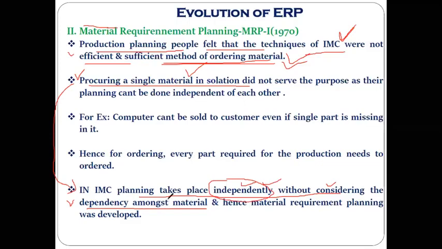Let me give you an example. Suppose there is a computer manufacturing company. Which company? A computer manufacturing company. For example, take Lenovo, Dell, etc. Now, in order to manufacture the computer, what kind of material is required? That we have already discussed. We require the motherboard, the RAM, the hard disk. These are the materials required.